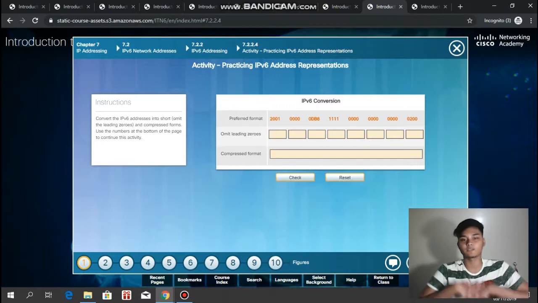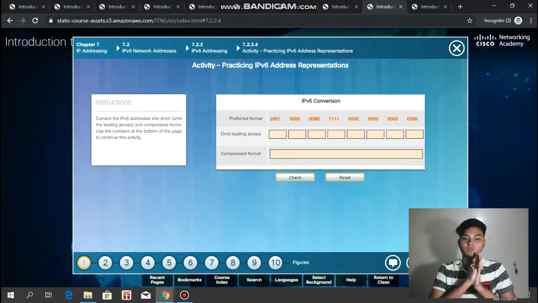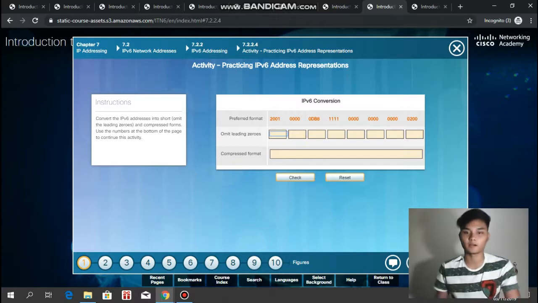So here's the activity practicing IPv6 address representation. We have 10 figures, so it is too long to answer all of these figures. I will demonstrate how to answer figure 1, because it is the same as figures 2 to 10. So let's proceed. The instruction is to convert the IPv6 address into short form: omit the leading zeros and compressed form. Use the number at the bottom of the page and continue the activity.